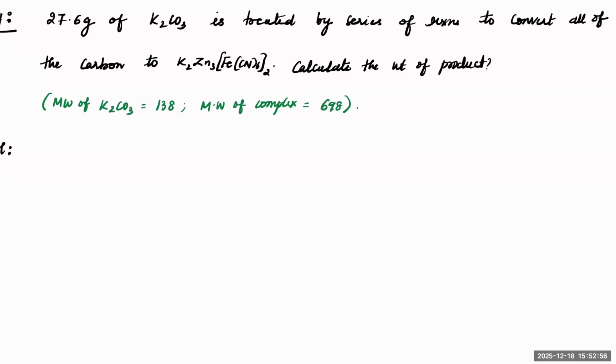What is the hint that you identified first? Try to identify the hint in the question. Have you noticed something here? Convert all of the carbon. That is a hint you should catch, which means we should apply POAC on carbon atoms. Okay? Hint is clear? Carbon.